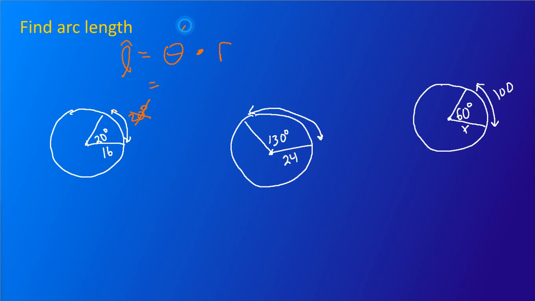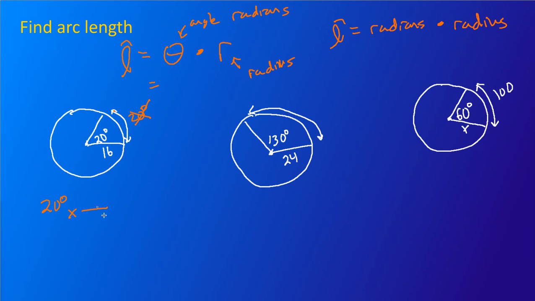So if our angle is in radians, then all I have to do is multiply it by my radius. So essentially, our formula, arc length, is radians times radius. That will give us the whole length. So I need to change the 20 degrees to radians. So 20 degrees times pi over 180 and that gives me pi over 9.